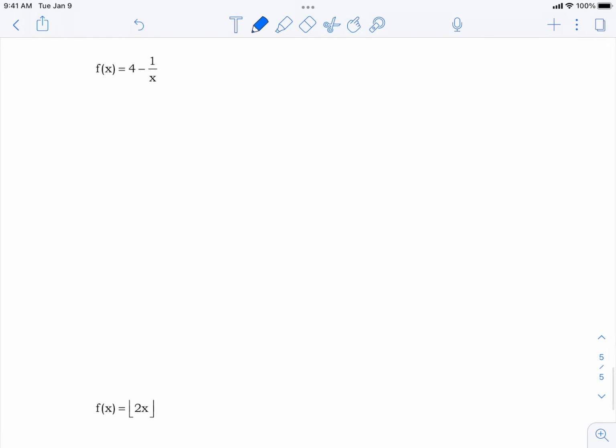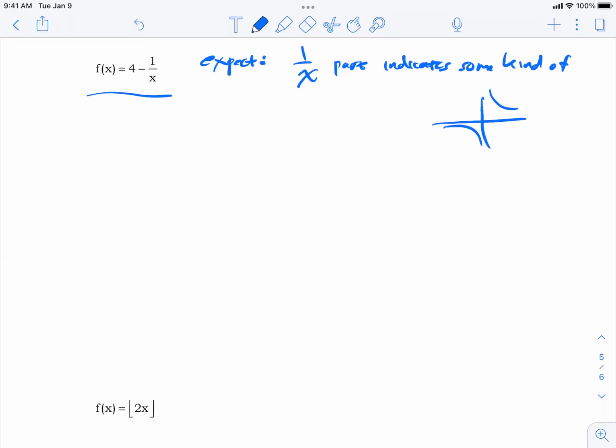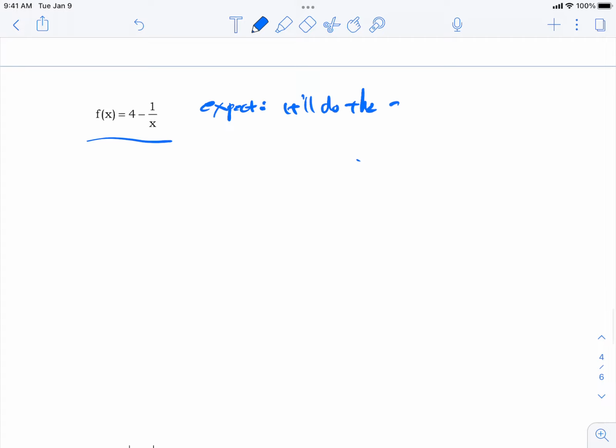Two examples to go. Now this one, what do you expect? Well, it's hard to expect what the whole graph is going to look like, but you can expect something about it. The 1 over x part kind of indicates some kind of that, right? We expect this thing to do the splits. Maybe I'll just write it that way. It'll do the splits like 1 over x does. That's a little more succinct to say it that way.